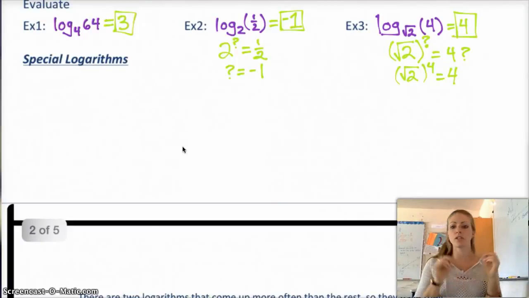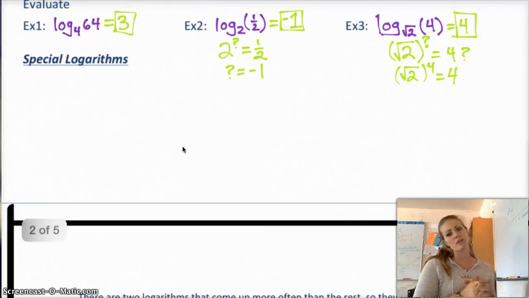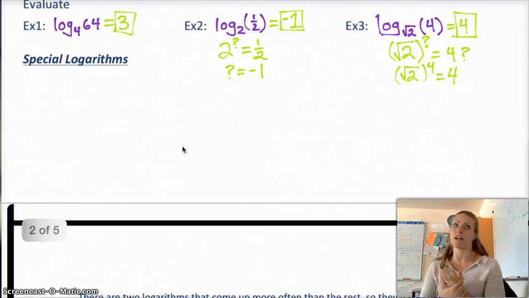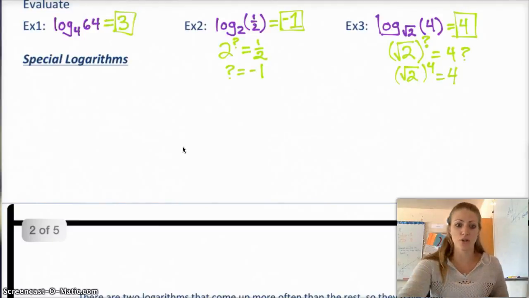Okay, so there's two special logarithms. One is called the common logarithm, not necessarily because it's common, but because we use it so much that it needs a special name. And the other one is the natural logarithm. A good way to remember it is that the natural logarithm comes up a lot in nature and in natural phenomena, which is kind of cool. I will show you those two things in just a second.